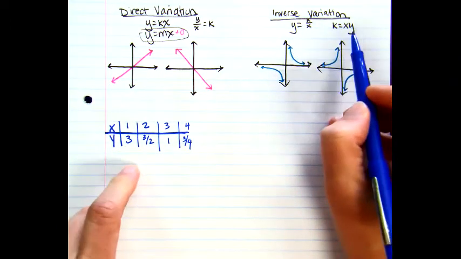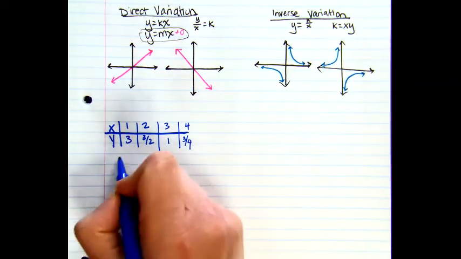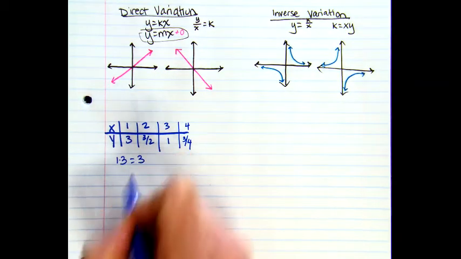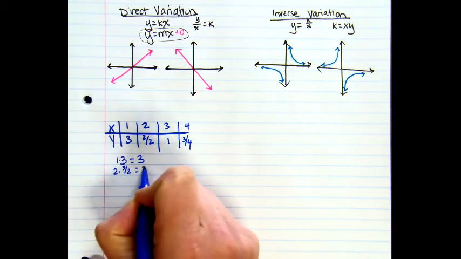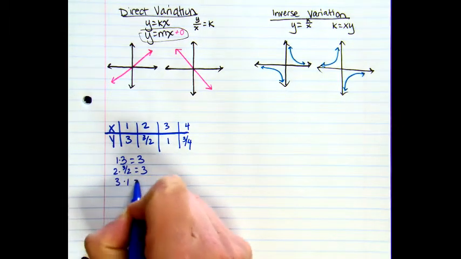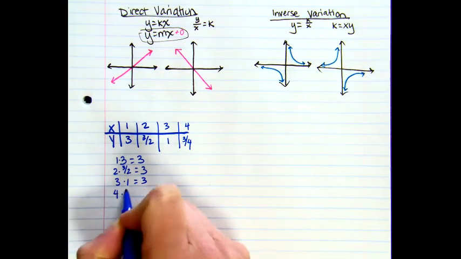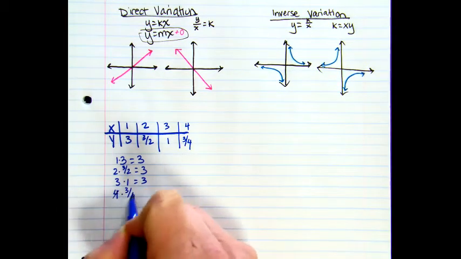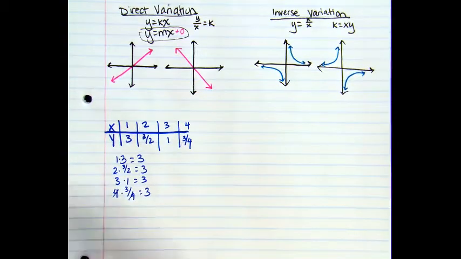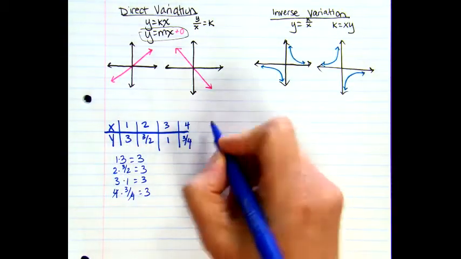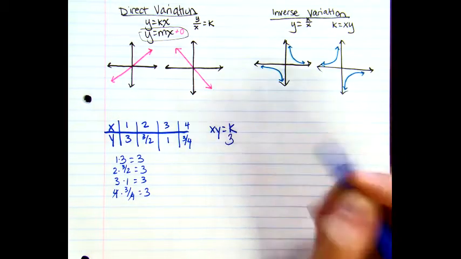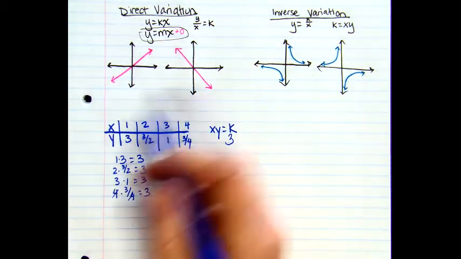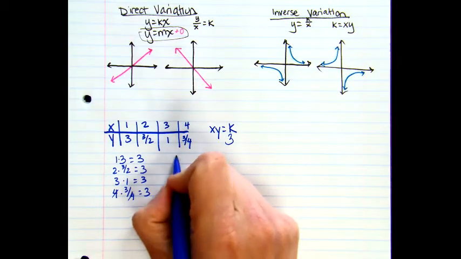Now I'm going to try inverse, and I'm going to look at the products. 1 times 3 equals 3. 2 times 3 halves equals 3. 3 times 1 equals 3. 4 times 3/4, because the 4's cancel, equals 3. So here, the product, xy, is giving me a constant. In this case, my constant is 3. So this is inverse variation.